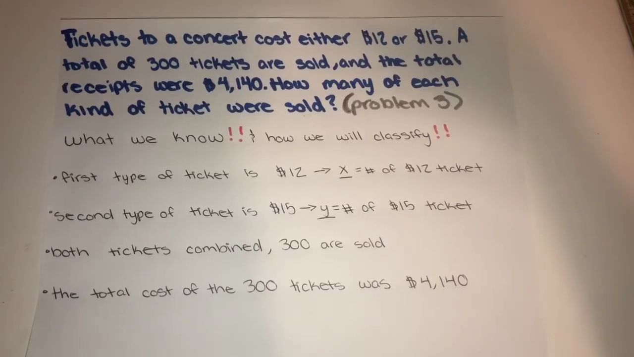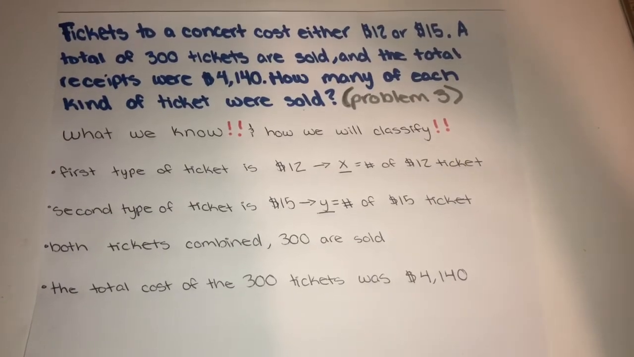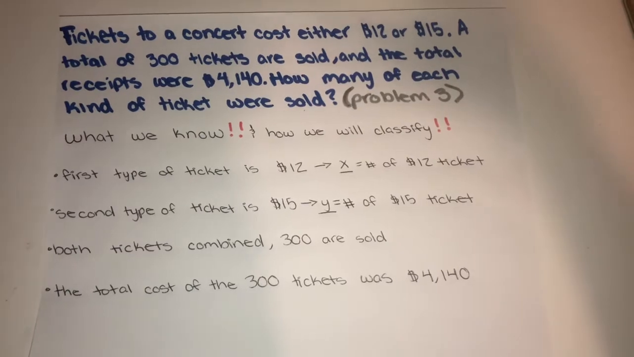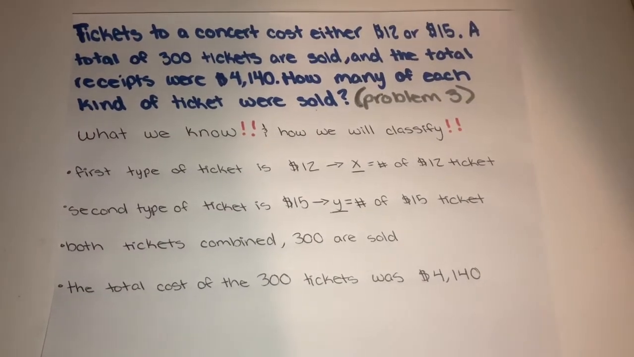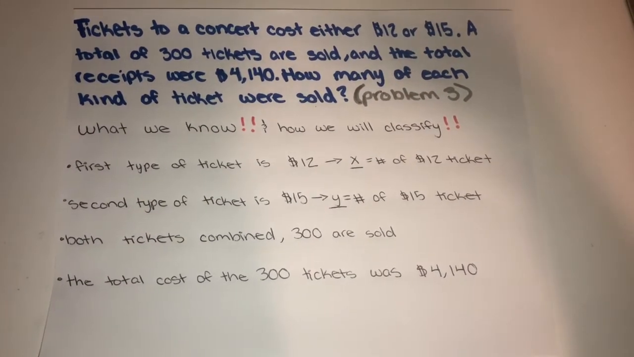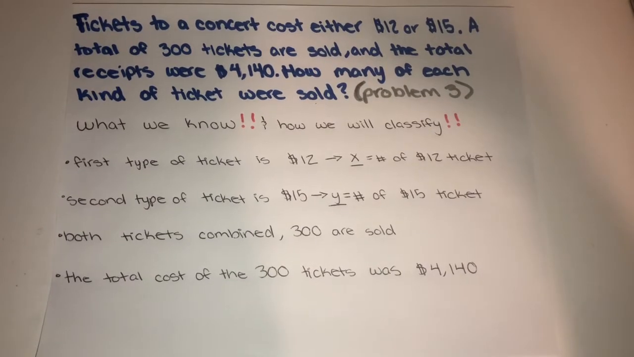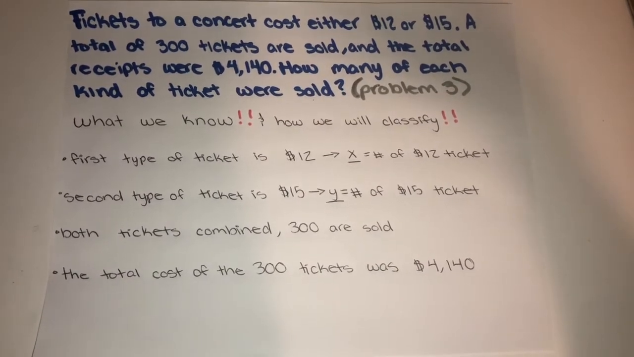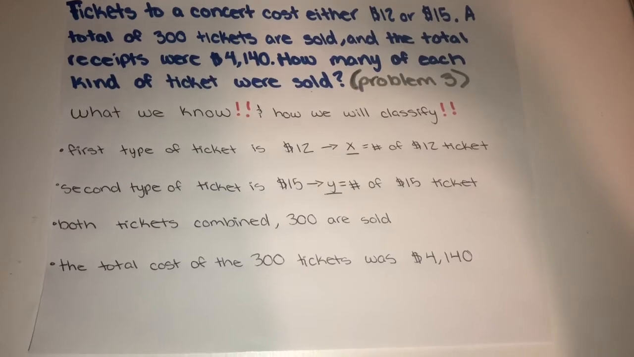The problem I chose was number 3, and the problem is: tickets to a concert cost either $12 or $15. A total of 300 tickets are sold, and the total receipts were $4,140. How many of each kind of ticket were sold?